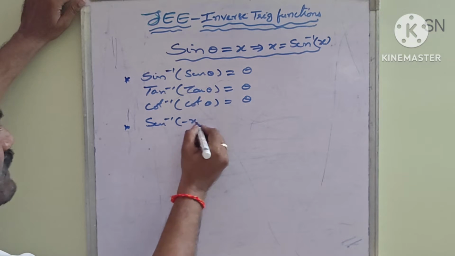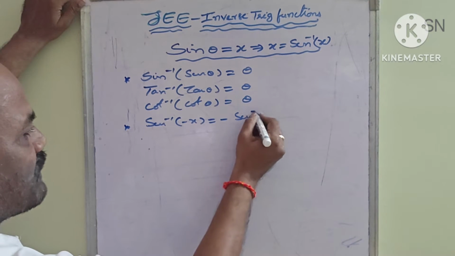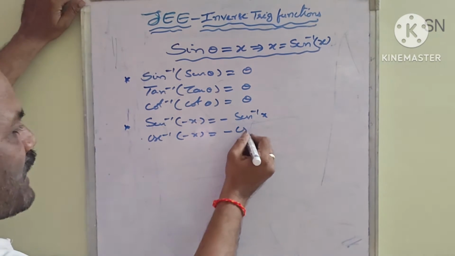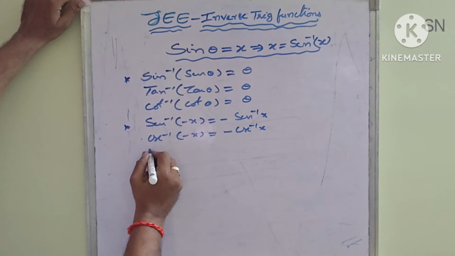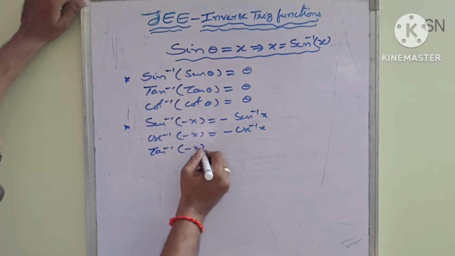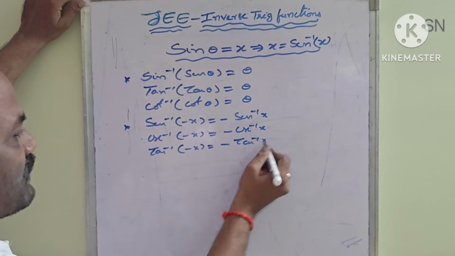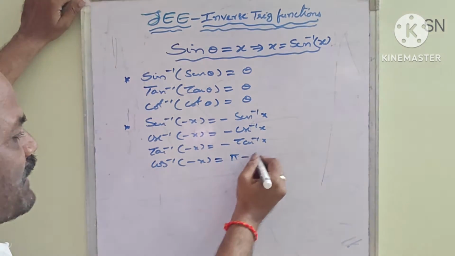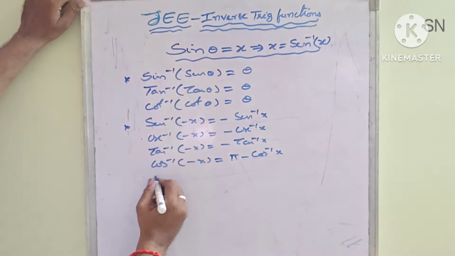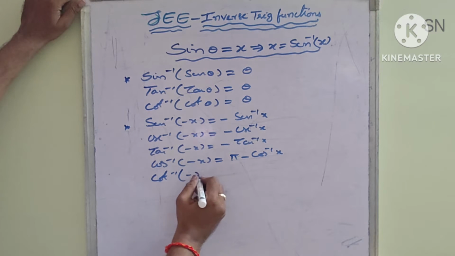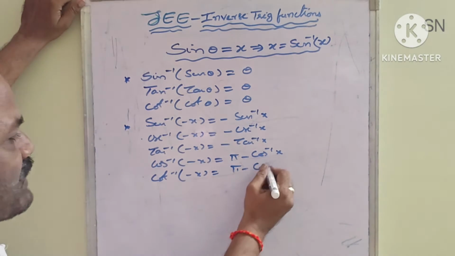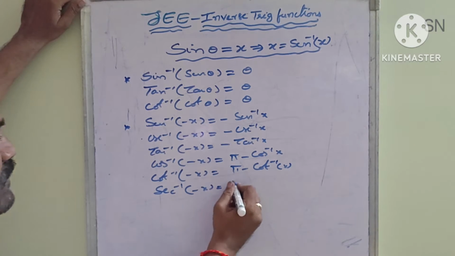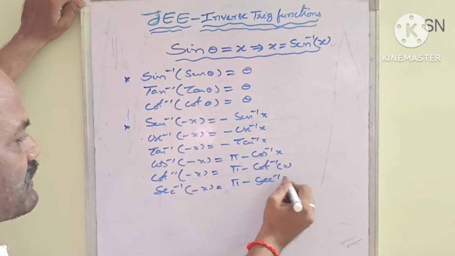Sin inverse of minus x is equal to minus sin inverse x. Cosecant inverse of minus x is equal to minus cosecant inverse of x. Tan inverse of minus x is equal to minus tan inverse of x. Cos inverse of minus x is equal to pi minus cos inverse x. Cot inverse of minus x is equal to pi minus cot inverse of x. Secant inverse of minus x is equal to pi minus secant inverse of x.